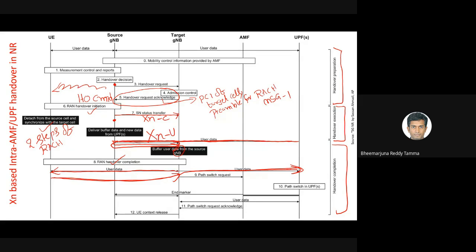Look at what is happening in the case of downlink data. Downlink data is still coming from the UPF to the source base station. The source base station is forwarding to the target base station. The target base station is forwarding to the user. Basically, what we are doing is kind of relaying. So, are you able to understand this point? The downlink path is long, whereas the uplink path is straightforward.